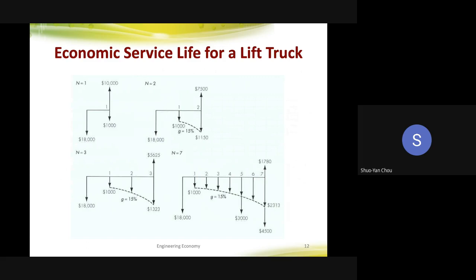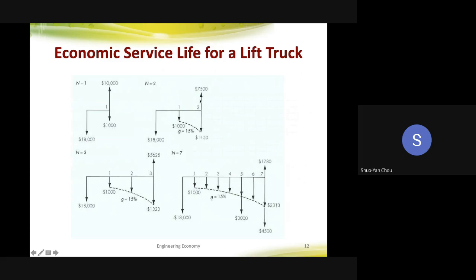So there's probably not an easy way to do it. When we want to analyze the economic service life of a specific asset, we need to look at it year by year. If we use it for 1 year, these are the cash flows. If we use it for 2 years, it will be like this. So these two are capital costs. These are operating costs. Operating costs are getting bigger and bigger every year.